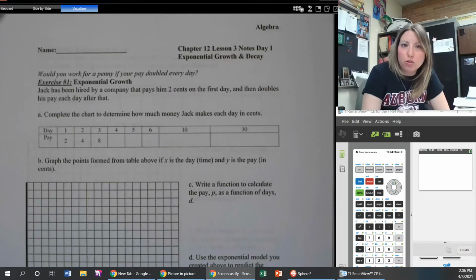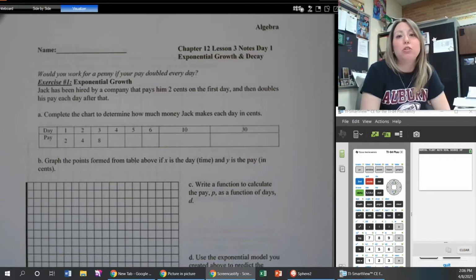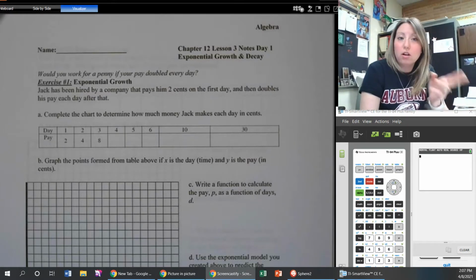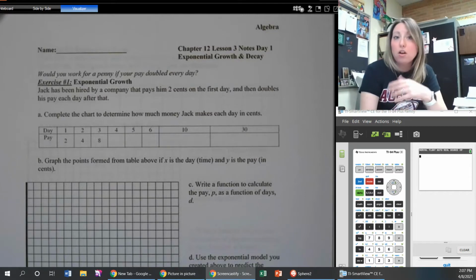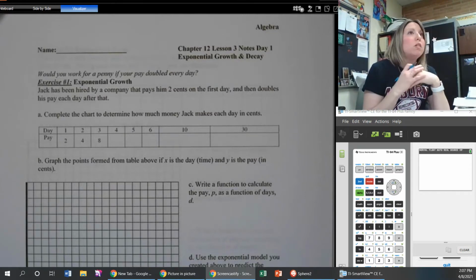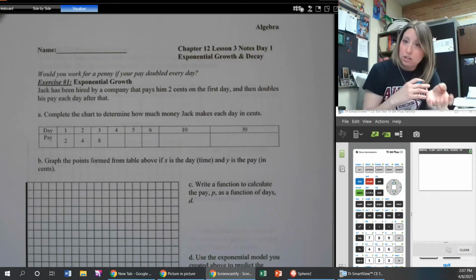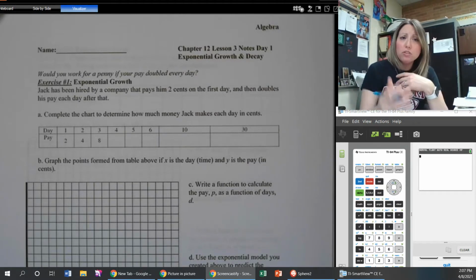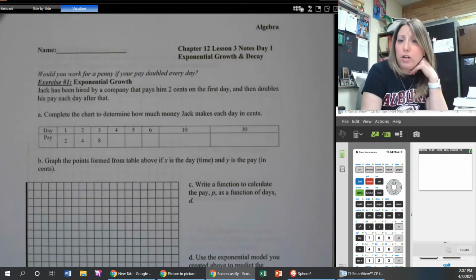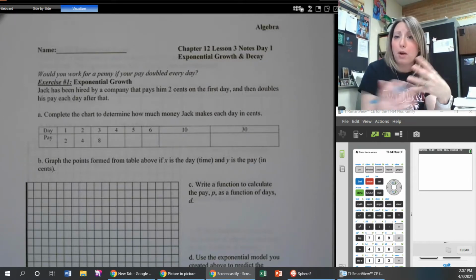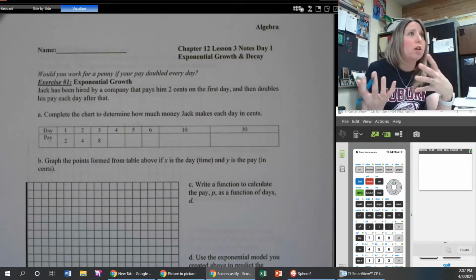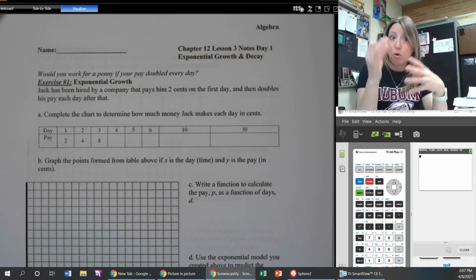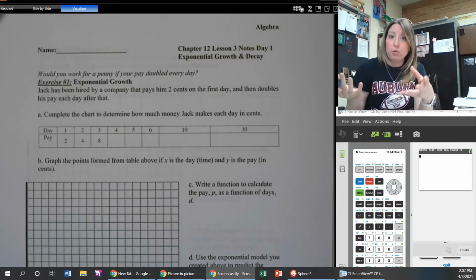Algebras. Welcome to your Chapter 12, Lesson 3 notes. We're going to look at exponential growth and decay for 2 days. So this is day 1 of 2 days worth of talking about how our functions will increase rapidly or decrease rapidly. We're actually going to have a nice little equation we use and plug into by the end of the lesson. So we'll start applying that and what we know about it as we go through this.